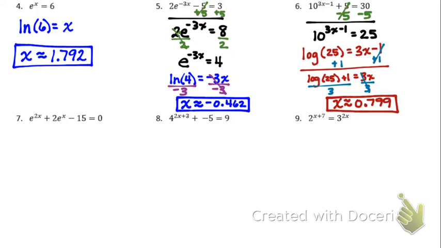We were ready to start number 7. Where do you think I should begin this problem at? Add 15. Add 15 to both sides, okay. Once I add 15 to both sides, what should I do?